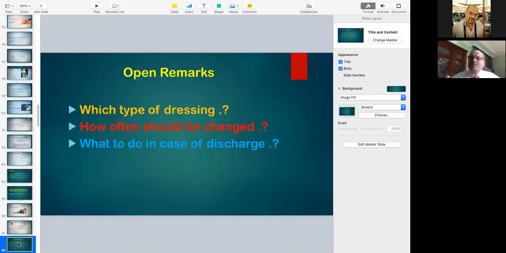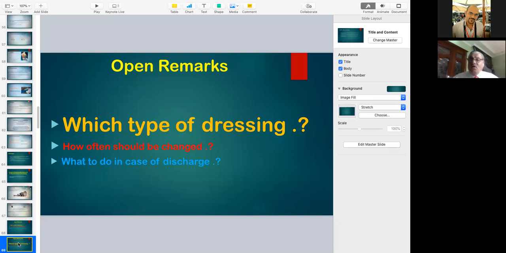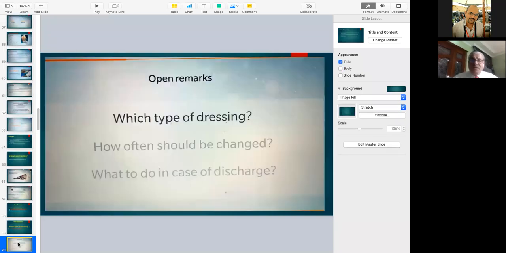Which type of dressing? You are a surgeon and you advise your colleagues which type of dressing you must use. How often should it be changed? And if there is discharge, what will you do? This is your daily observation for any knee arthroplasty, even hip arthroplasty. For the first remark: which type of dressing?